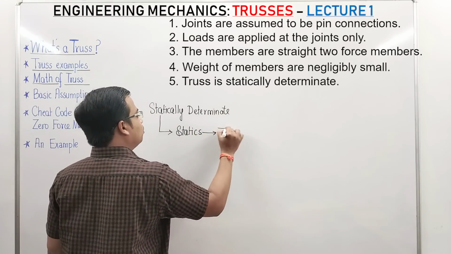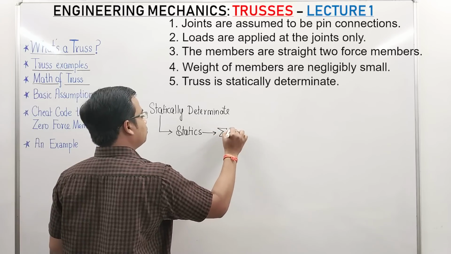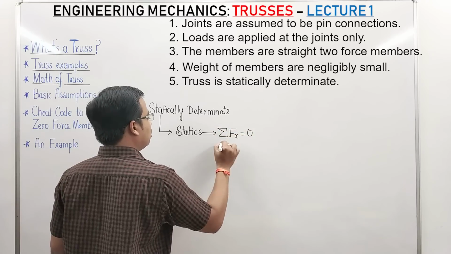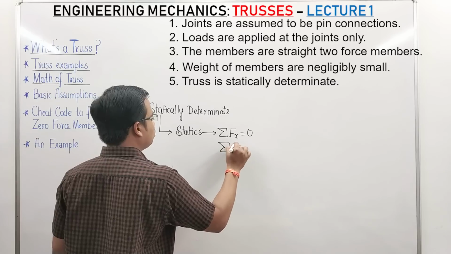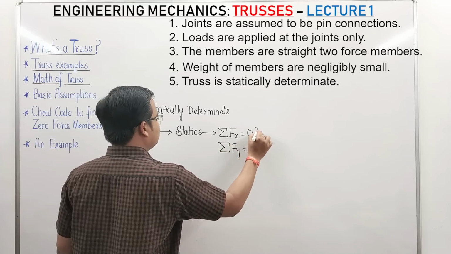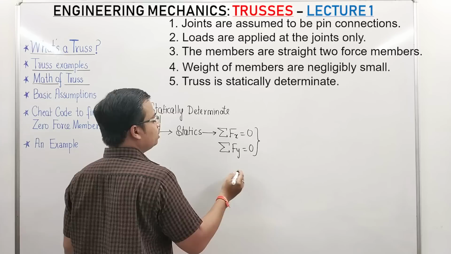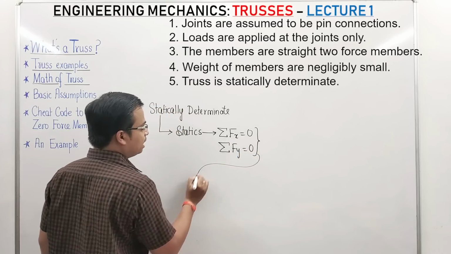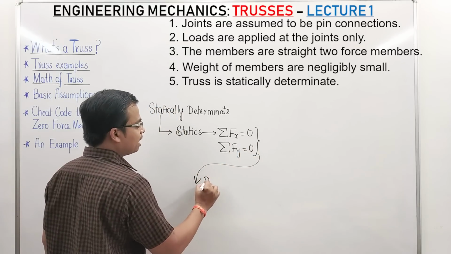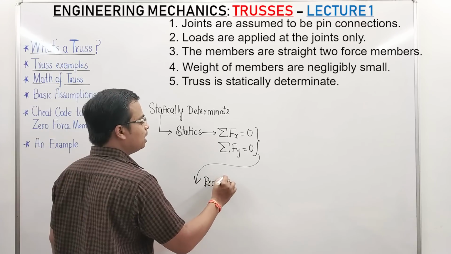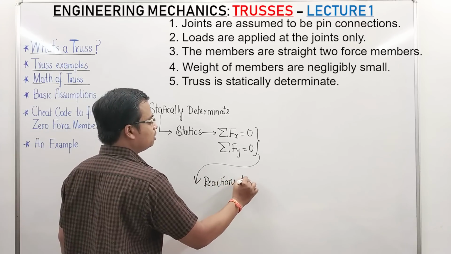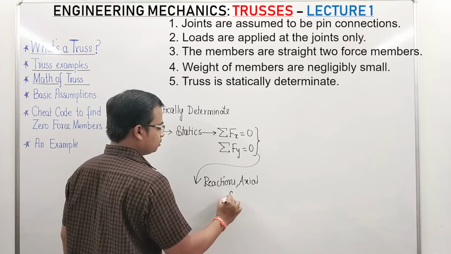From statics, we know that there are three equations of equilibrium. Summation of Fx equals 0, and let me just talk about these two equations. Summation of Fy equals 0, which essentially means with these two equations of statics alone, you will be able to work out the reactions as well as the axial forces in members.